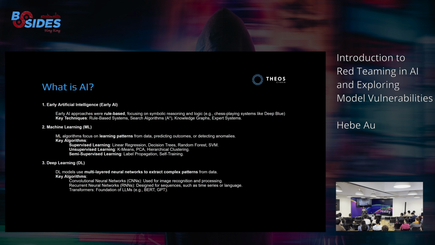Deep learning uses a multi-layer neural network to extract complex patterns from the data. You can use a CNN for image recognition and processing. You can use an RNN for language processing, such as sentences, or time-series scenarios. And of course we have the transformer. Actually, I would say the transformer is a technique within deep learning. GPT is one of the foundational large language models.